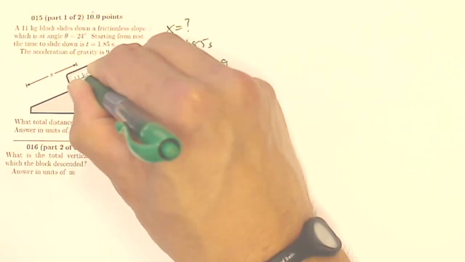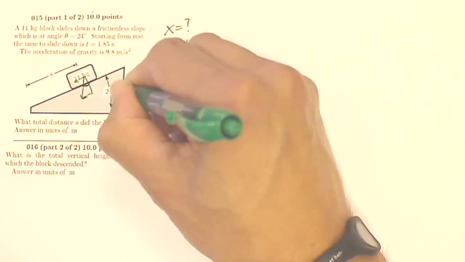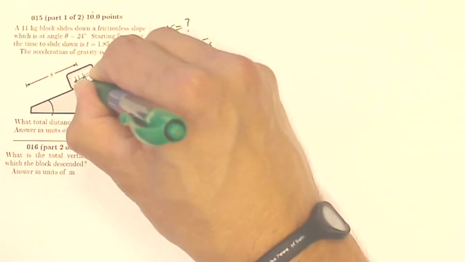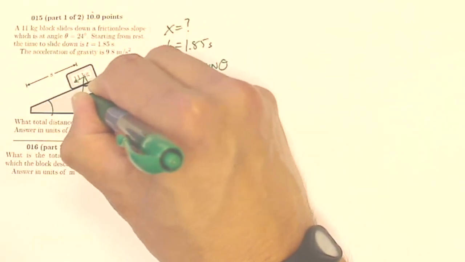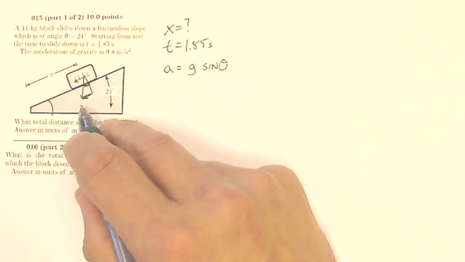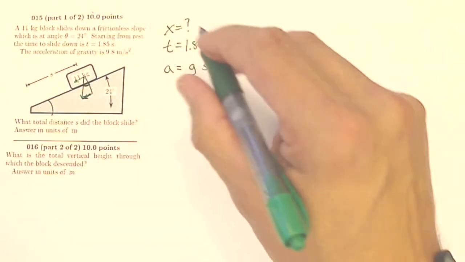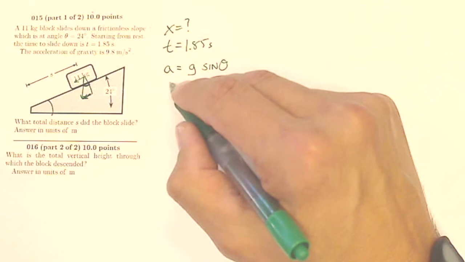So that is this triangle right here. This is also 24 degrees. So if this is 24, this one's 24. And I'm looking for this component down the slope. Now I'm going to enter in this as positive. My distance will be positive.